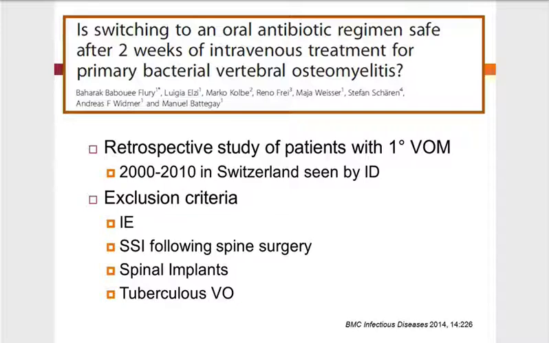This was another recent study addressing the following: let's say we can agree on the 6 weeks and we don't do 12 weeks. The other question becomes, do we have to keep the patient here for our 6 weeks of IV antibiotics? This looked at an early transition from IV to orals after 2 weeks. This was a retrospective study done in Switzerland, which is really nice because they have a single database that they can go back and review. They excluded patients who had infective endocarditis, because you are going to treat with IV antibiotics longer, as well as any spinal implants and mycobacterial infections.